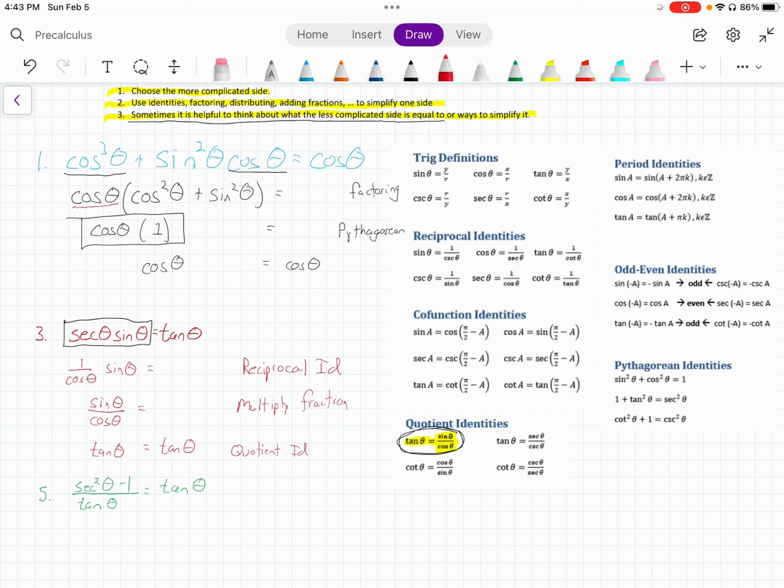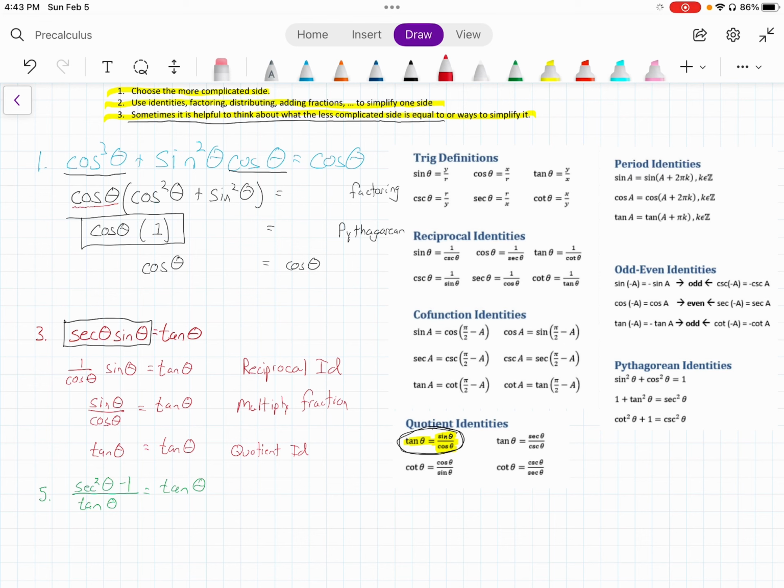Now, just to remind you, we could have written tangent theta and just kept writing tangent theta all the way down here because we wanted the left side to look like the right side. However, you don't need to just keep writing it. You can just put the equal sign and assume that's going to be the same thing.